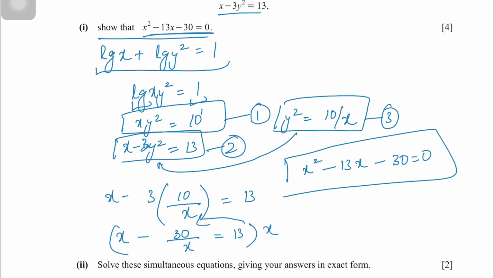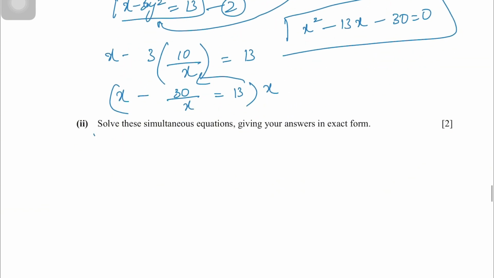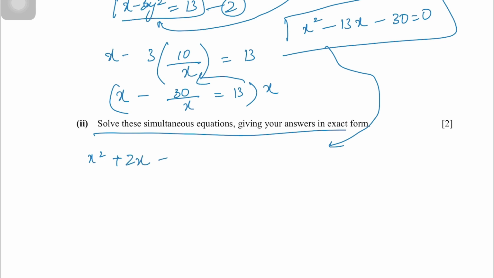So we get our final answer. Solve the simultaneous equation giving your answers in exact form. It needs an answer in exact form. So let's solve this first. So this would be x squared positive 2x. The factors would be positive 2x and negative 15x. So this would be negative 15x equals to 0.